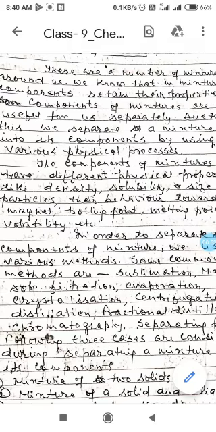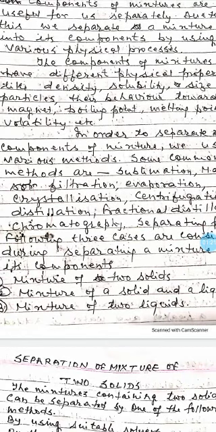Different components have different physical properties like density, size of particle, boiling point, melting point, ability to undergo sublimation process, behavior towards magnet, etc. So we categorize the mixtures into three types in order to separate them. First, mixture of two solids, mixture of solid and liquid, and mixture of gas and liquid.